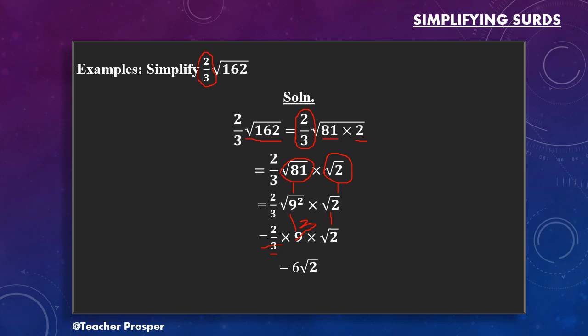So the simplified form, and then the square root of 2 still stays as square root of 2. So the simplified form of this is 6 square root of 2. And that is what we have here.